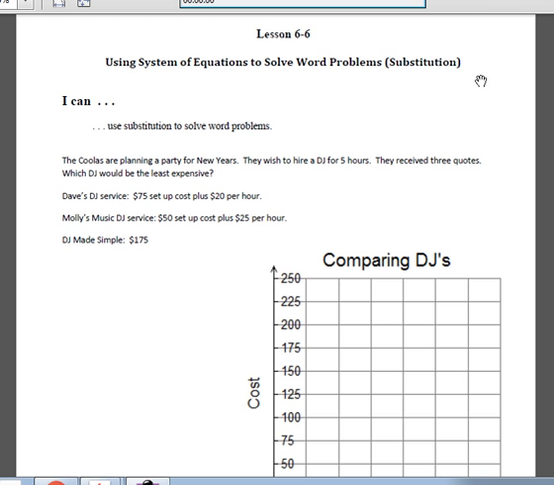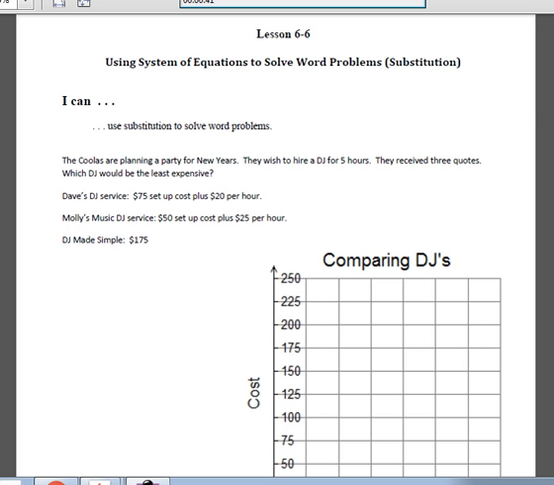The first example we have here is dealing with a graph, and I just want to read through it and talk about it and come up with the equations for this, but we're not going to spend too much time with the graphing piece anyways. I want you to be able to see how to do this using substitution.